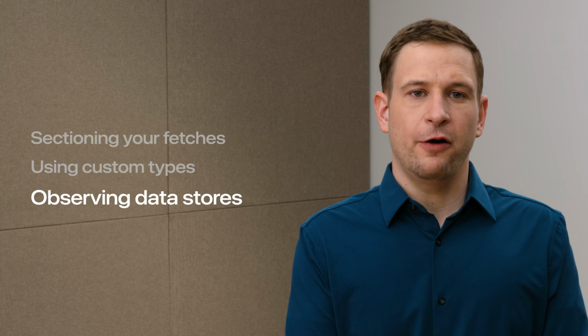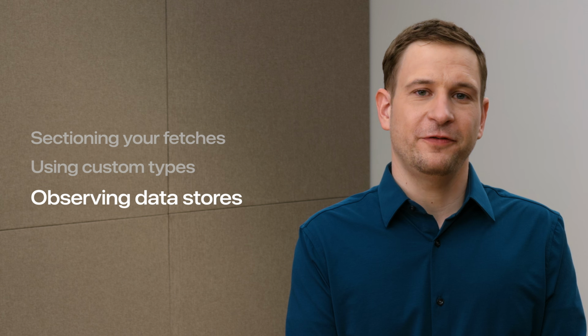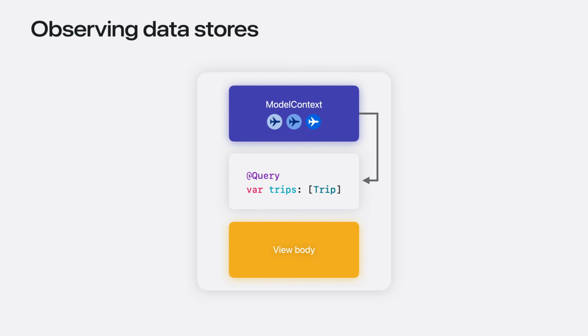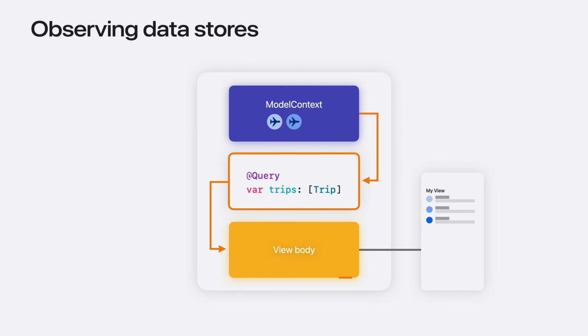Now let's look at how you can monitor your store and be notified when data changes. Earlier, we used the Query macro in the trip list view to make trips from the SwiftData store available to SwiftUI. Query is a powerful tool. When the view appears, it fetches models from the SwiftData store so they can be used in the view body. Then it continuously monitors the store for changes that would affect its results. For example, when a trip is removed from the store, Query will notice the change, and the view re-renders to reflect the new results of the query.